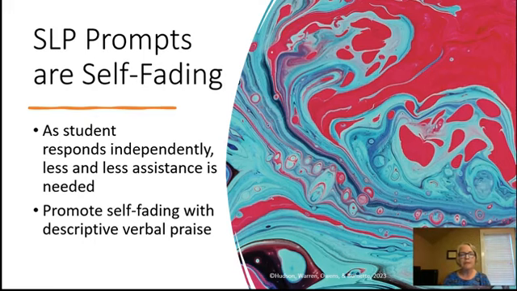Because you're adding in prompts with the system of least prompts, those prompts have to be faded. Unfortunately for teachers, the prompts in the system of least prompts are self-fading. That means you really don't have to give a lot of thought to it, because as the students respond independently, less and less assistance from you is needed. And those prompts just fade away on their own. You promote self-fading with descriptive verbal praise.